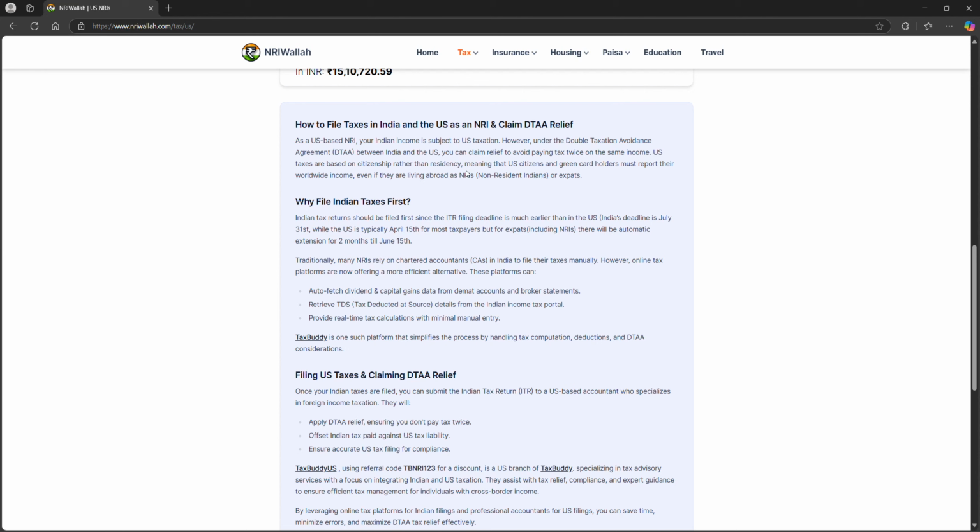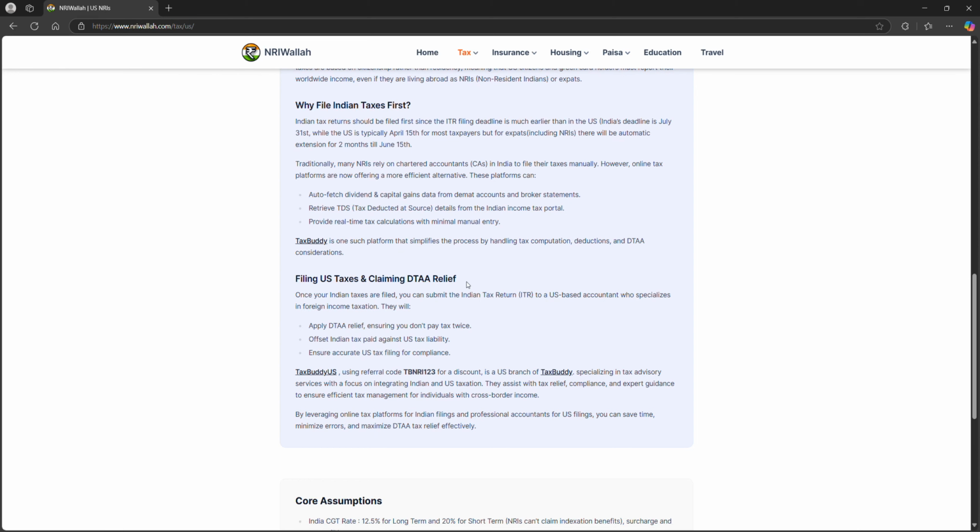Now, the way we have to file the Indian taxes: filing starts from April 1st, and you can file till July 31st. The US deadline is typically April 15th, when most taxpayers have to file. But for US NRIs, I think there is an extension of 2 months, till June 15th.